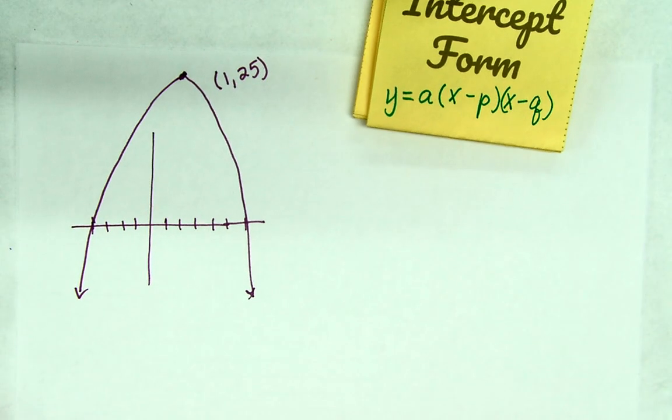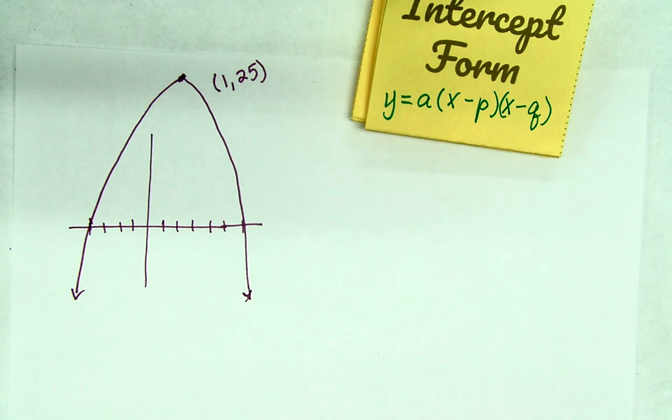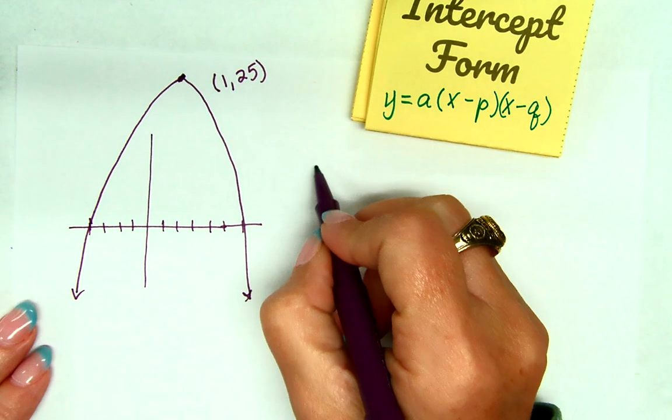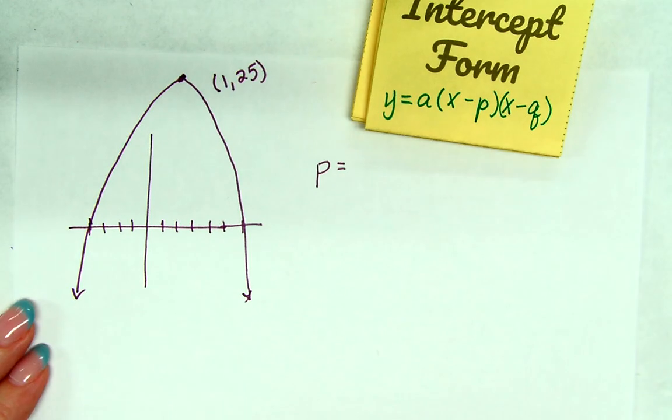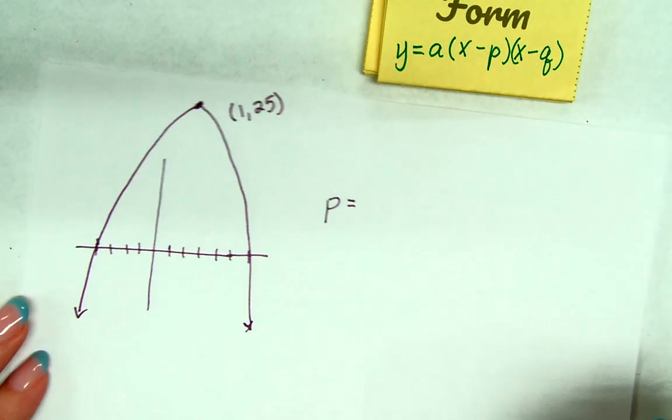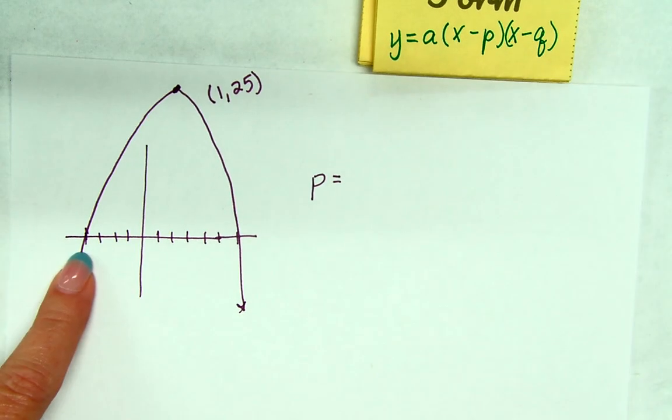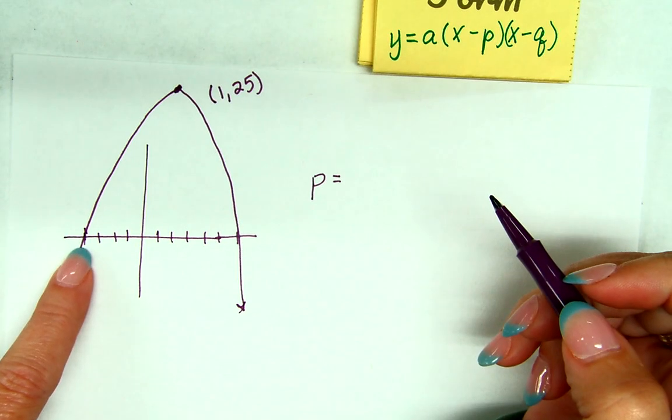Okay, so let's write what we know then, right? What do we know? I know p. What's p?